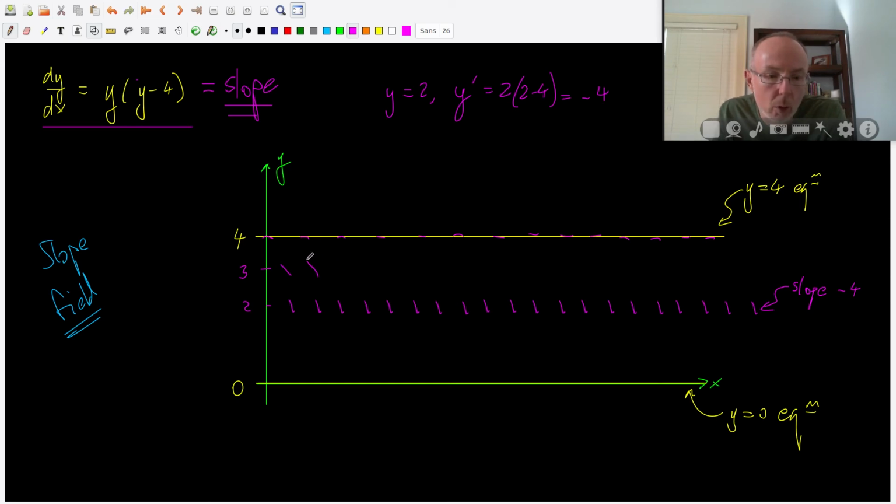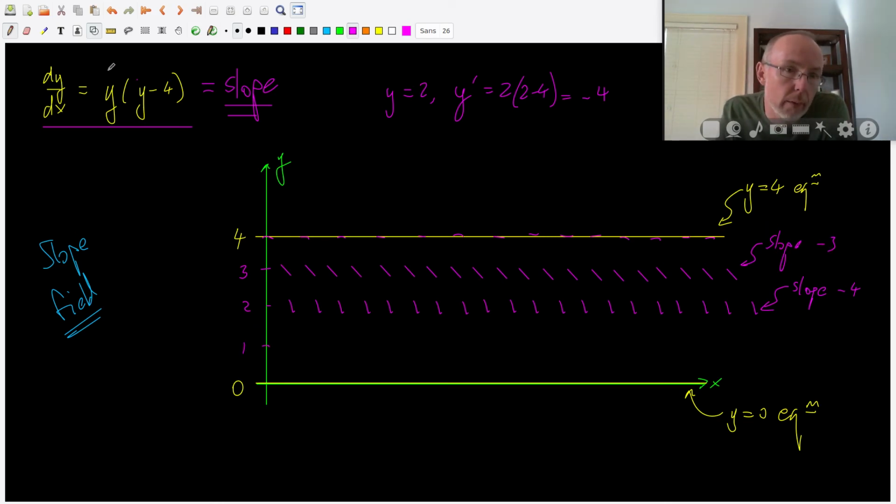It's negative, but it's not quite as steep as the one before. And so here's a whole bunch of them, and each of those has slope minus 3. But what if I plug y equals 1 into this? Again I get minus 3. So the line down here, all the points should have the same slope as they did up there. And so you start to get an idea what it looks like.